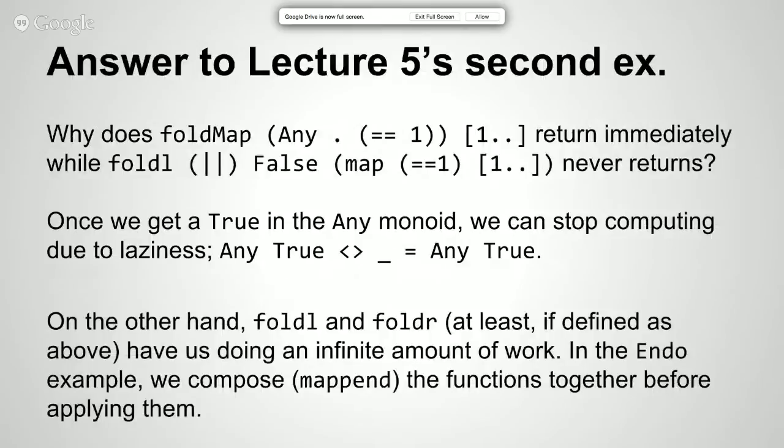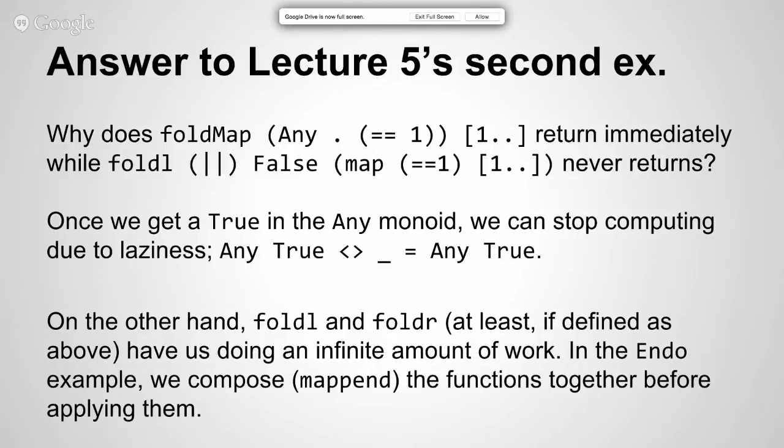So then I asked, why does the foldMap on Any up top, where the first Any is True because 1 equals 1, and then you have an infinite list of Falses, return immediately, while a foldL with or False on that infinite collection, which is supposed to be semantically identical and would be if they were finite lists, never returns. And the answer there is that in the Any monoid, we're able to stop computing due to laziness.